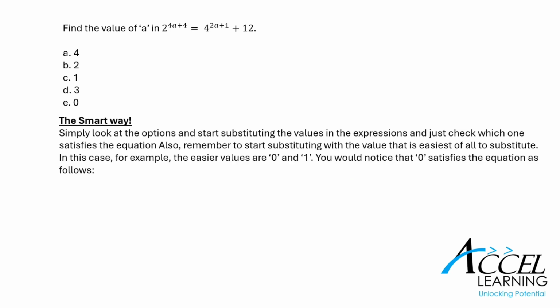Simply look at the options and start substituting the values in the expression and just check which one satisfies the equation. Also, remember to start substituting with the value that is easiest of all to substitute. In this case, for example, the easier values are 0 and 1. You would notice that 0 satisfies the equation as follows. Hence, the answer is option E. And the estimated time to arrive at the answer is 10 seconds.